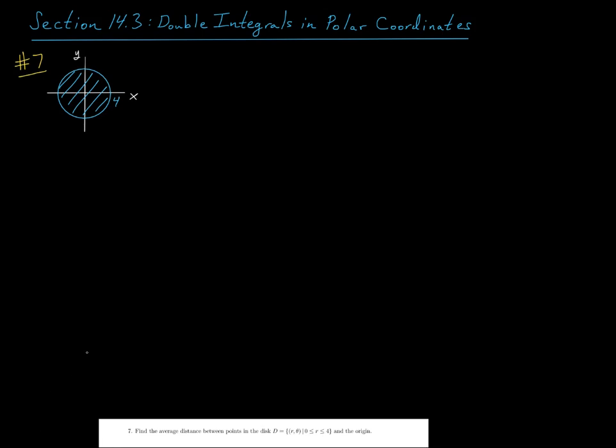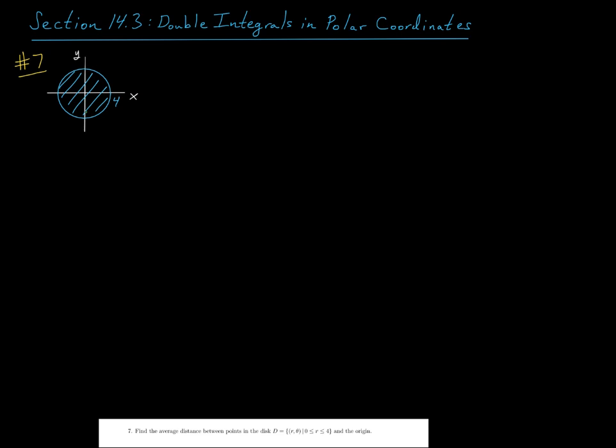All right, next we have question 7, which says find the average distance between points in the disk D and the origin. And D here is the set of all points (r, theta), where r ranges from 0 to 4. So in other words, it's just the disk centered at the origin of radius 4.